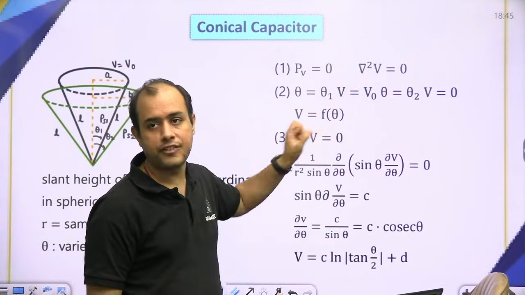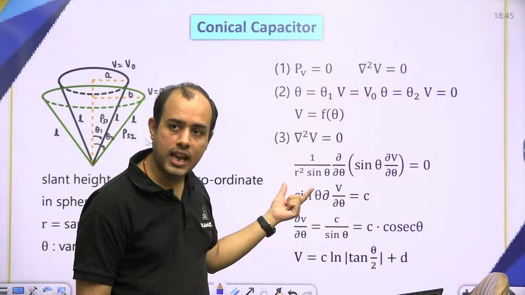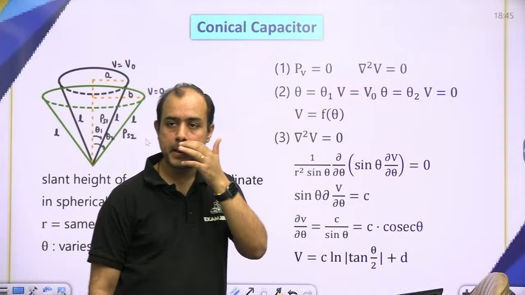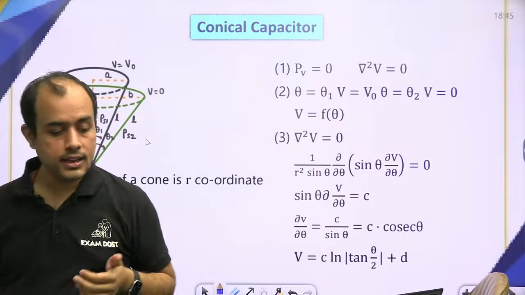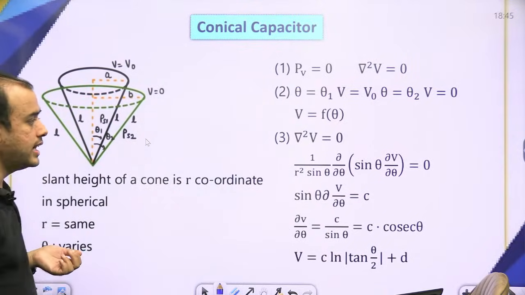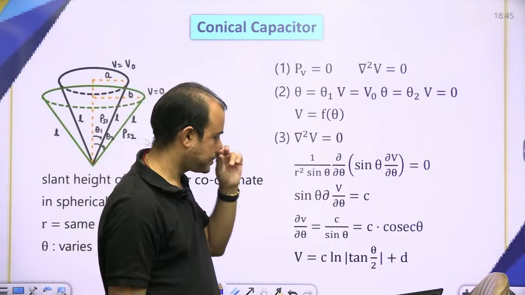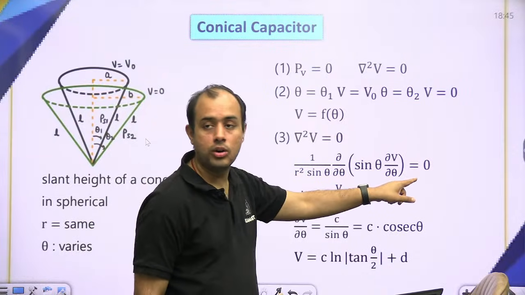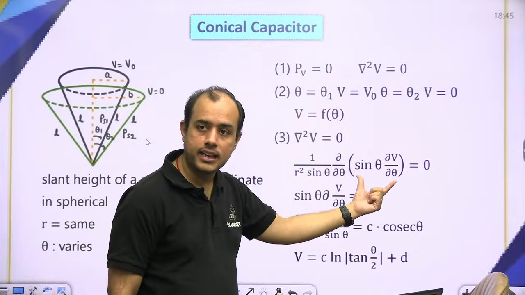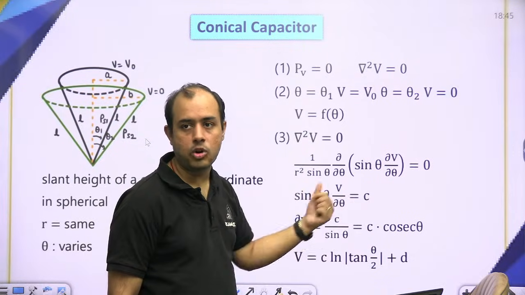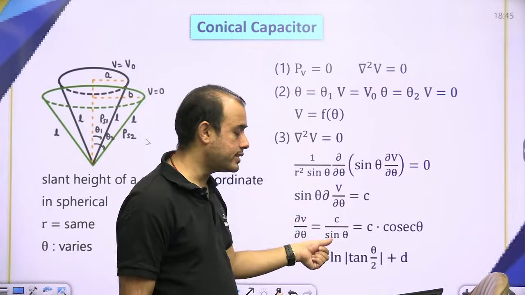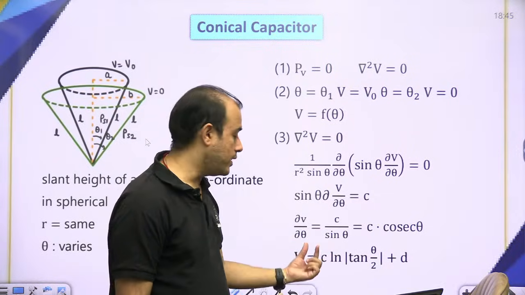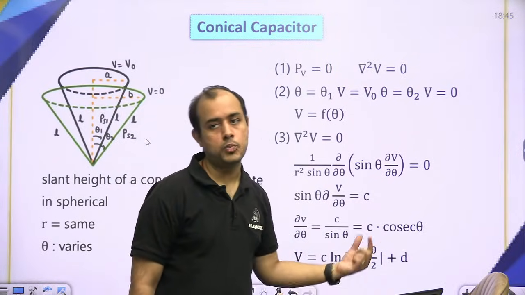Now potential is a function of theta. For a cone I will use the spherical coordinate. So this is my second term. This is my second term, 1 by r square sin theta del by del theta. Okay, this is the term I have. Now if it is 0, the derivative being 0 means the term inside the derivative should be constant. So del v by del theta is c by sin theta, or c cosec theta. So it will be c log tan theta by 2 plus d.